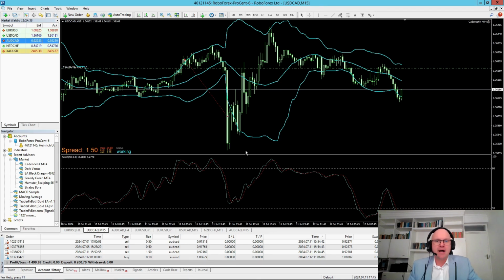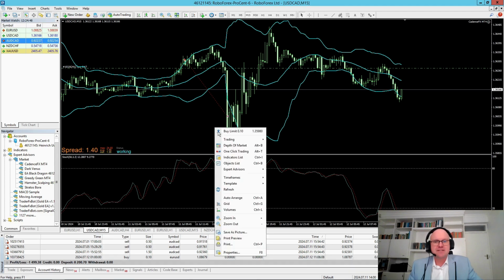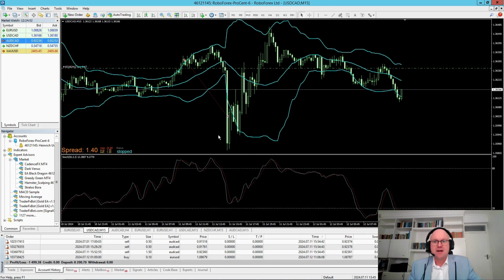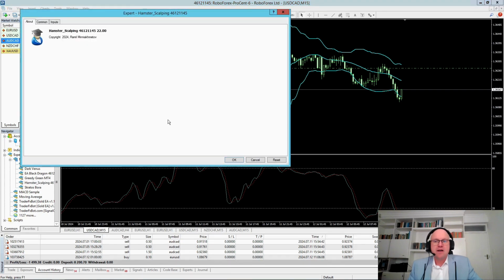So here we are now on the RoboForex Pro Cent account, and you'll see that Cadence FX MT4 is currently attached to the chart. You'll see we have the smiley face here and the name on the right hand side, as well as the FX Streamer spread filter. So once we've removed the EA, you can also double check it under the Experts tab. You can attach the new Expert Advisor.